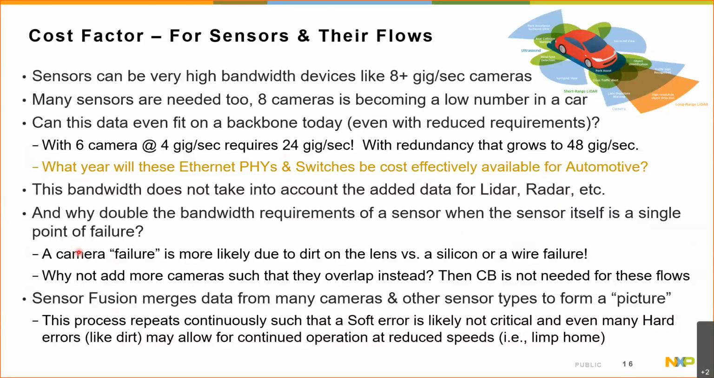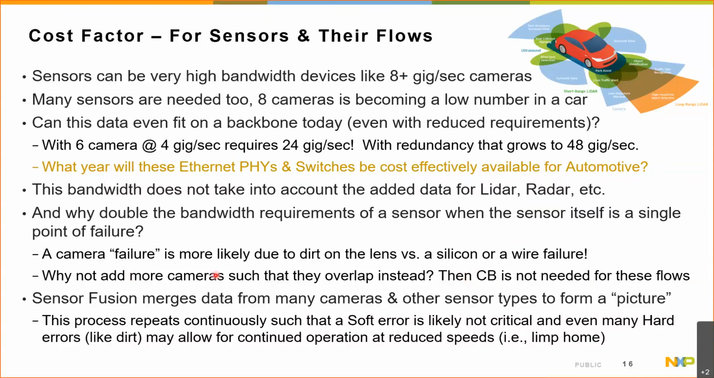And also a camera failure, and I put that in quotes, is more likely due to dirt on the lens versus a silicon or a wire failure. So why not add more cameras such that they overlap? Well, that costs money too, but that may be cheaper than the cost of a higher speed backbone. Then CB is not needed for these flows at all.